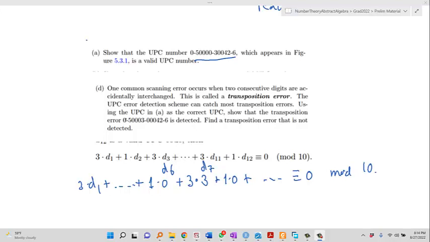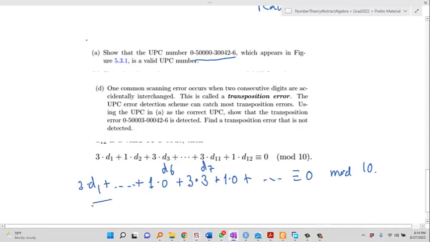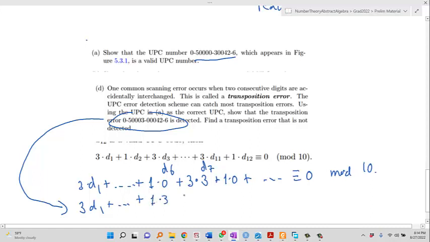This one is similar. I can write this one out. We're going to have digits here. The first digit is going to be 3 times d1. So this is the second UPC code. This UPC code is 3 times d1 plus dot, dot, dot. Now here what's happened? The 0 has become a 3. So this becomes 1 times 3, and this becomes 3 times 0. And this is 1 times 0 plus.